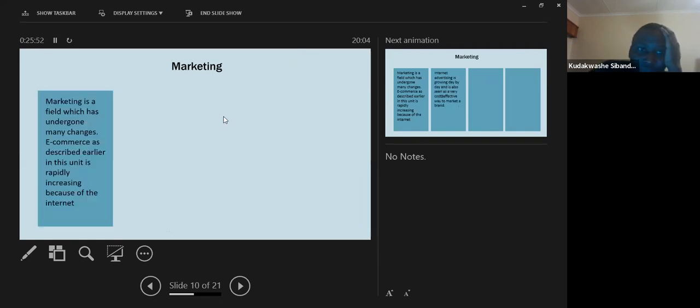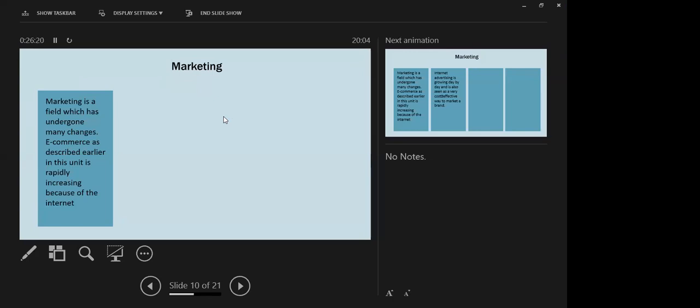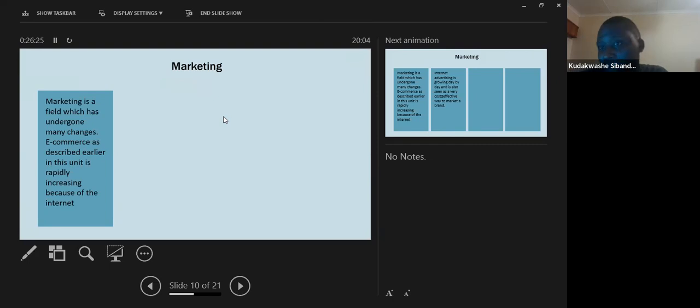So let's look at marketing. Marketing is a field which has undergone many changes. I think some of you guys have seen it, right? Five to ten years ago, we didn't know anything called e-commerce, right? But now we've got e-commerce. Look at Takealot. Look at what is another popular e-commerce site now, Checkers has got what they call the Sixty60 app, right? Just buying things from the comfort of your home, and it's delivered to the comfort of your home, right?